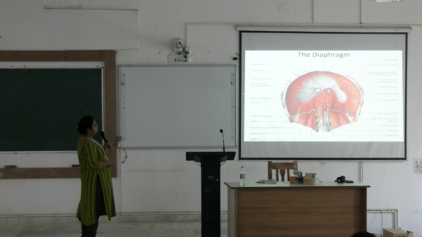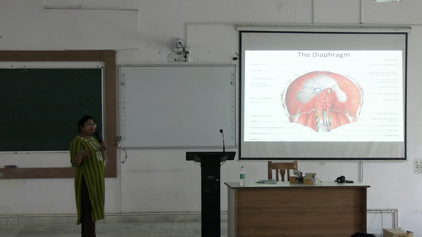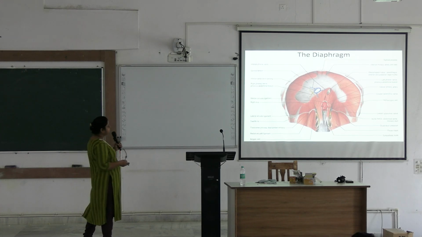This is the median arcuate ligament. On the two sides, medial arcuate ligament. Here are the lateral arcuate ligament. And these are the crus, right crus and left crus of the diaphragm. All these together form the posterior part of the origin of the diaphragm.